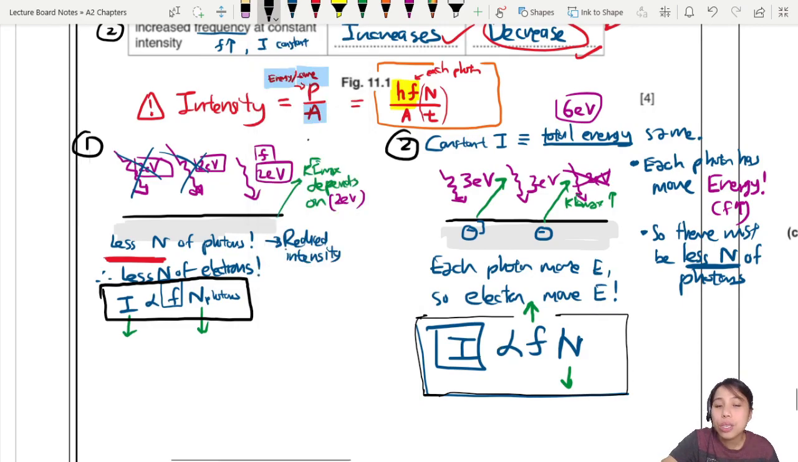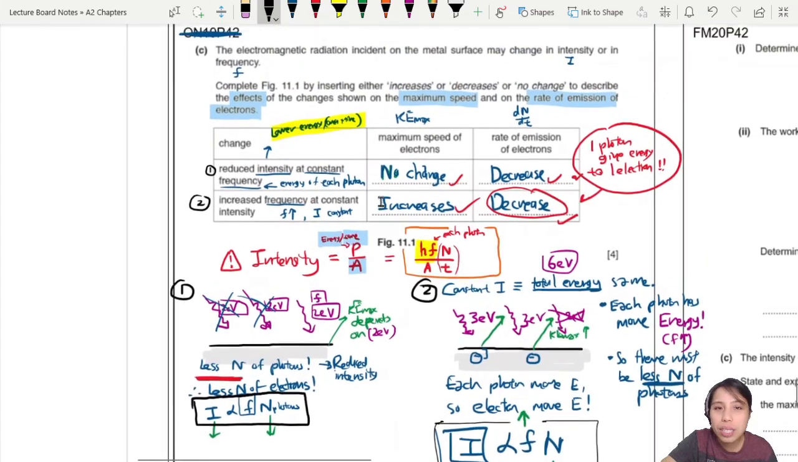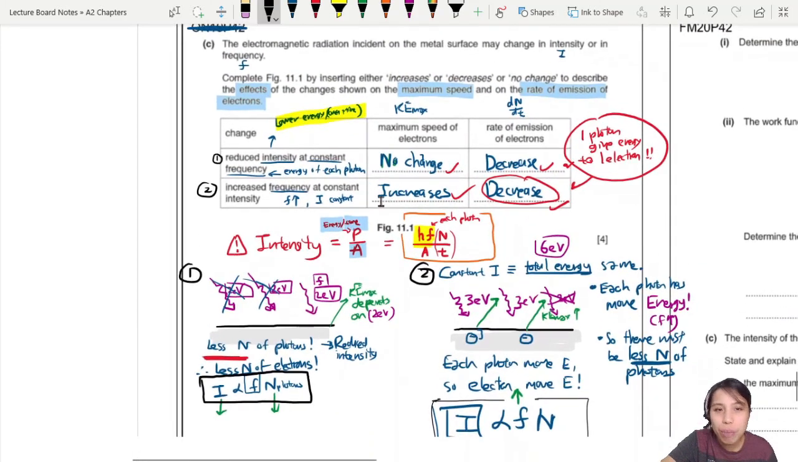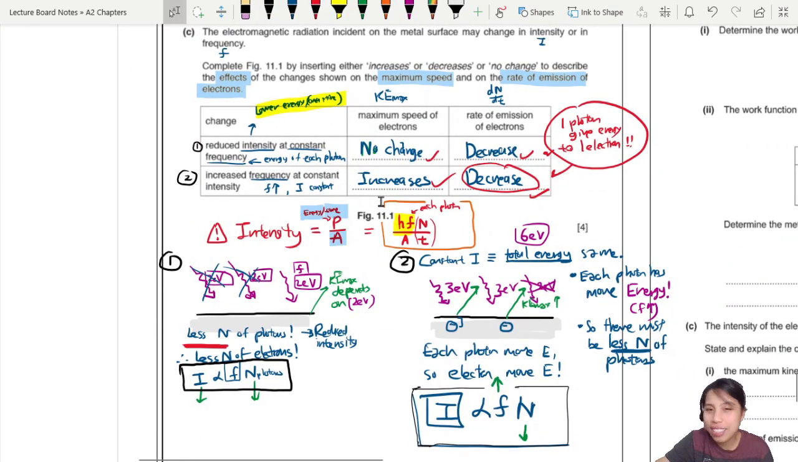So this is a very tricky question. A lot of people got this one wrong. Make sure you know how to think about this, case 1 and case 2. But that's all for this question. Make sure you know how to think of intensity and stuff, but I will see you in the next example video.